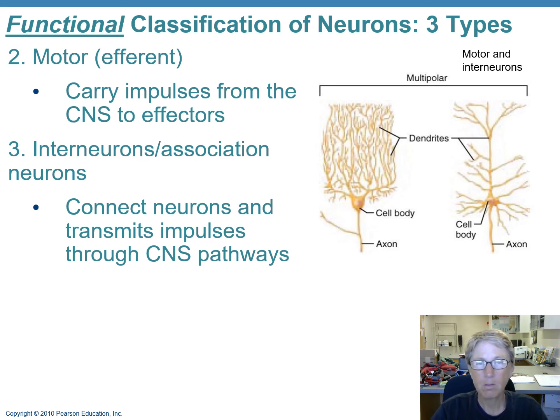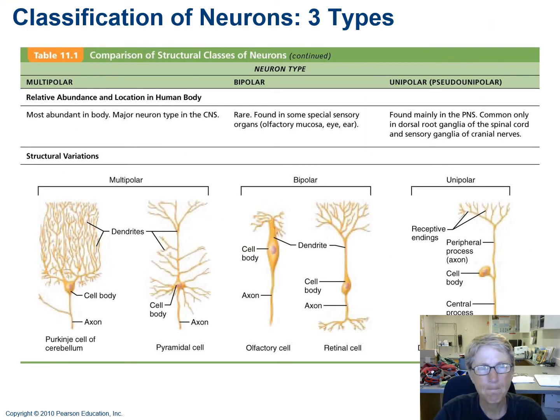Motor efferent neurons and the interneurons are usually multipolar neurons, so we looked at that. And then this is just a table that gives you the classification and where you can find them. So for example, let's check it out. Here's the bipolar neuron. They're rare. You find them in some special sensory organs like the eye. So you find bipolar neurons in the eye, you find them in the ear, and then the olfactory mucosa, that's in your nasal epithelium.